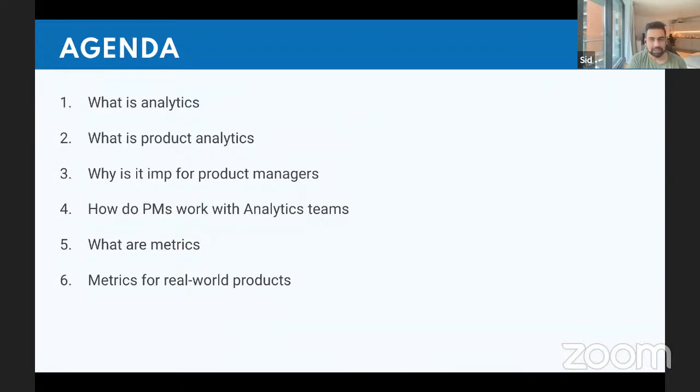in your work. And then for the last maybe 10 to 15 minutes, I'll talk about metrics: how product managers use metrics, what metrics are, and why they're important. And if we have enough time, I have a real world product where we can walk through how we would create success metrics if we were a PM for one of these products.